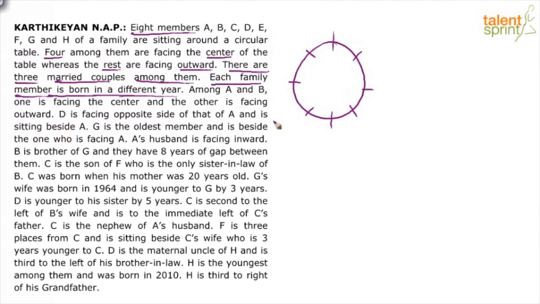D is facing opposite to that of A and is sitting beside A. So is it DA, AD? Is A facing center? Then D is facing outwards. If A is facing outwards, then D is facing center. So lot of possibilities. So nothing concrete as such.